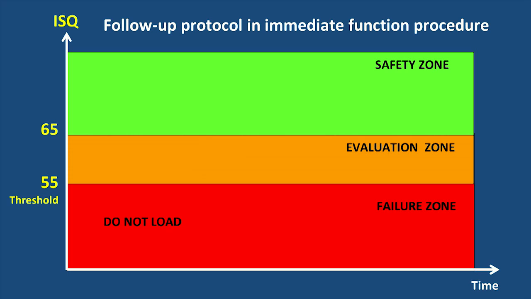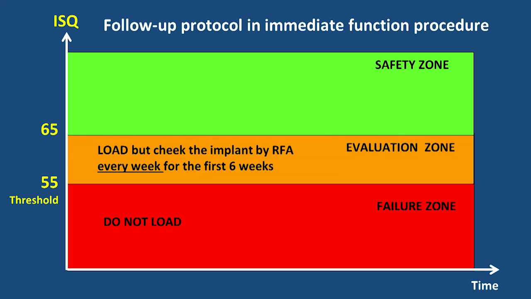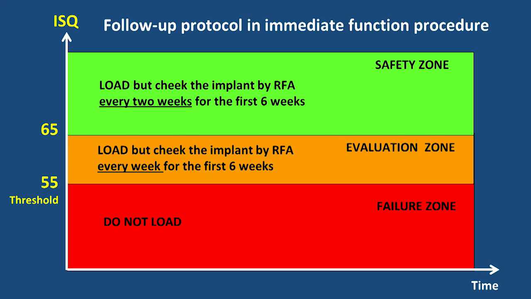And this is the protocol that I adopt in immediate function procedures. I place the threshold at 55, and if we have a value below this threshold, I do not load. If it is between 55 and 65, I check the implant every week. And above 65, I check the implant every 2 weeks. If you adopt this protocol, you are able to intercept a curve like this and adopt a rescue procedure.